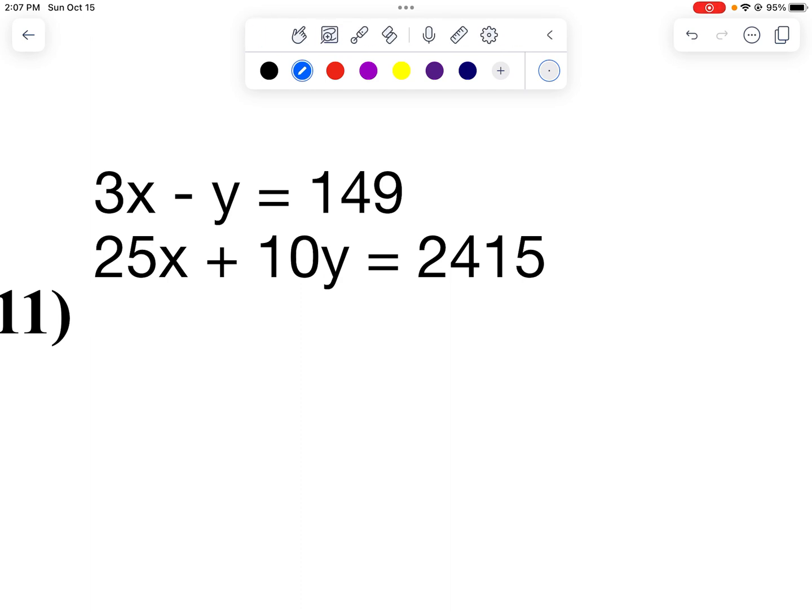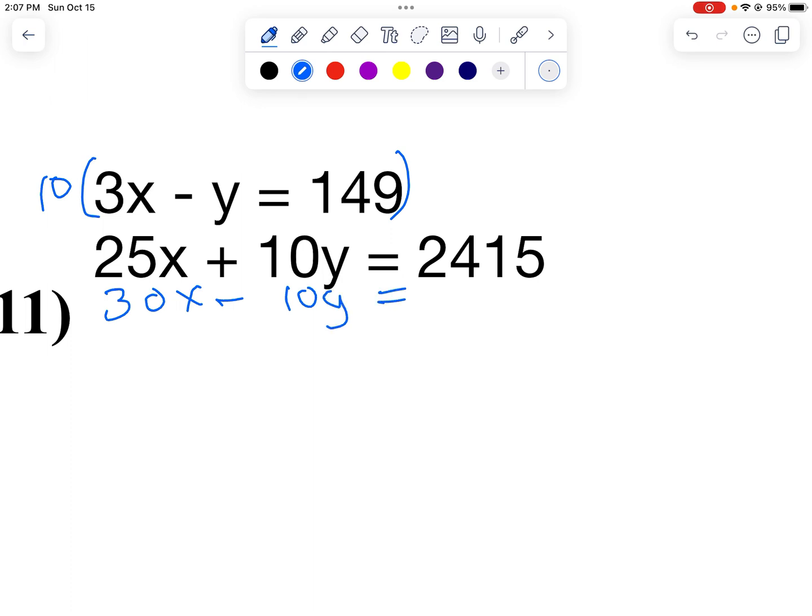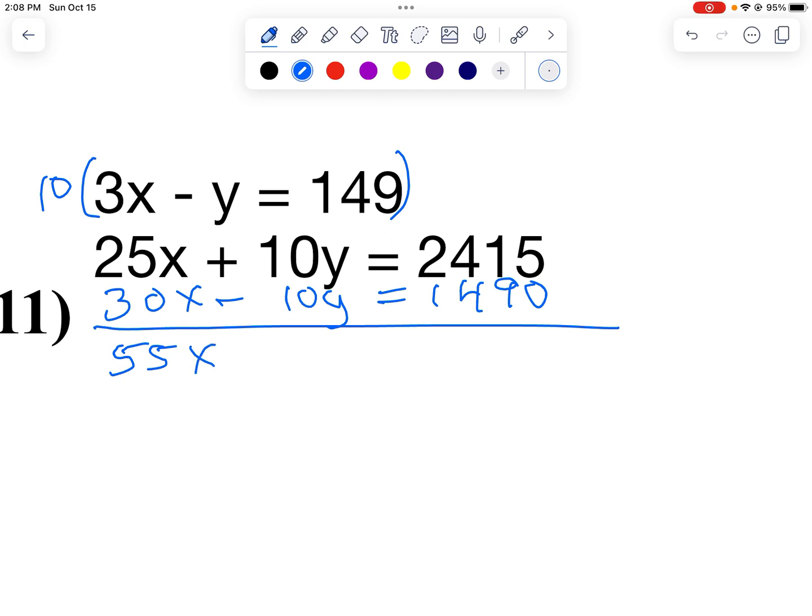And I also notice that I've got 10y and a negative y. So if I just multiply the top equation by 10, I'll get my y's to cancel out. So 10 times 3 is 30x minus 10y equals 1490. Well, if I add them up, I get 55x. Notice the reason I did this is my y's are going to cancel.